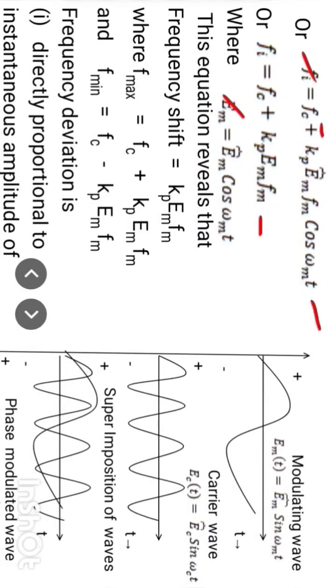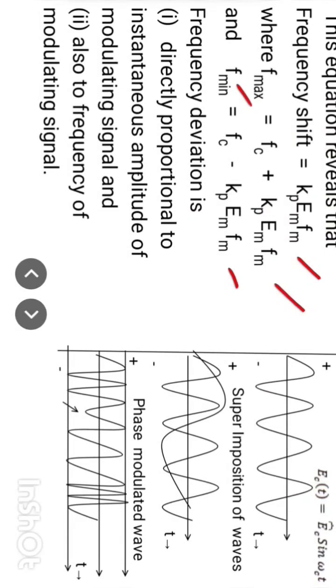This equation reveals that frequency shift is equal to Kp Em fm, where f max is equal to fc plus Kp Em fm and f min is equal to fc minus Kp Em fm. Now here, if we look at frequency deviation, it is number 1 directly proportional to instantaneous amplitude of modulating signal, and second also to frequency of modulating signal.